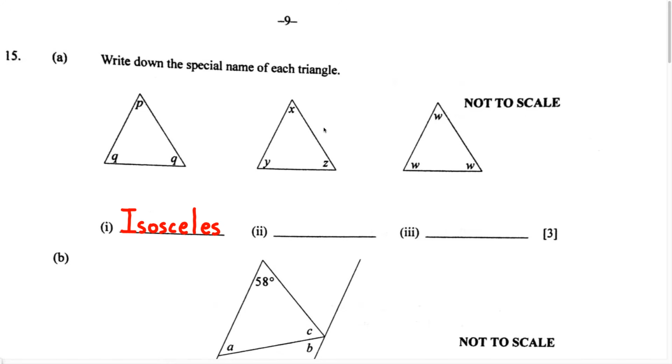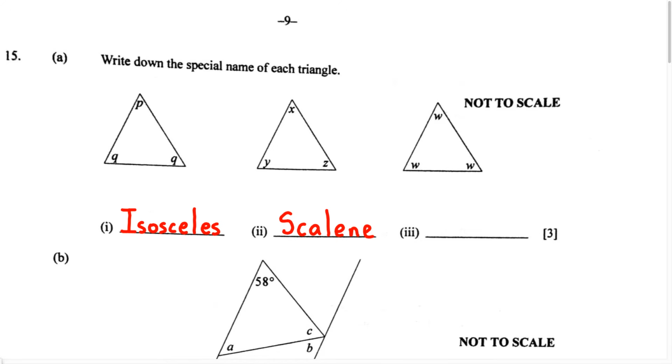Now for our second triangle, we have angle X, angle Y, and angle Z. We have three different variables, which means we have three different angles. Because we have three different angles, we can say we have no equal angles. Therefore, this is going to be known as a scalene triangle.